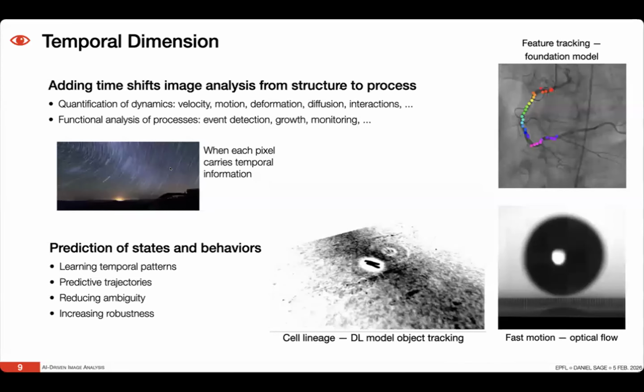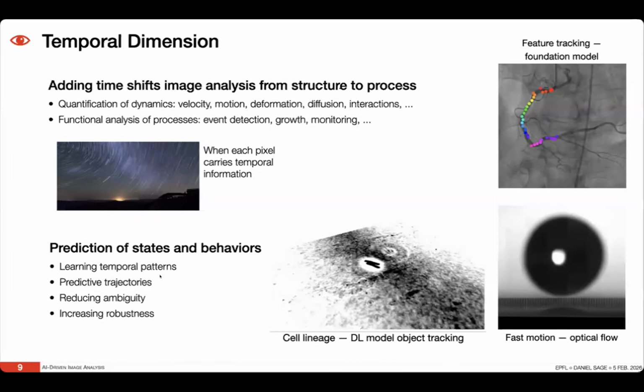So you see, to also understand the fact that for the pixel, we always consider that a pixel contains spatial information. But if you leave the exposure time very long, in fact, you can also put temporal information in the pixel.